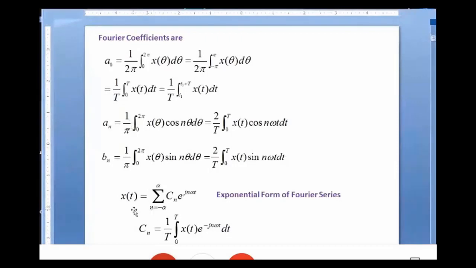So next formula is x of t equals summation of n from minus infinity to infinity Cn e to the power j n omega t, where Cn equals 1 over T, integral 0 to T, x of t e to the power minus j n omega t dt. This formula is called the exponential form of Fourier series. So they have the same answer actually.